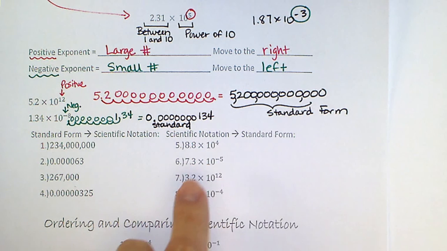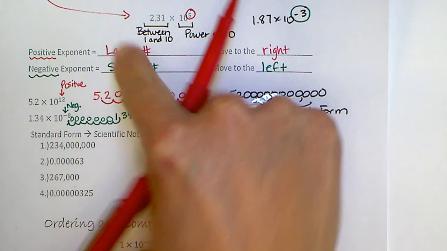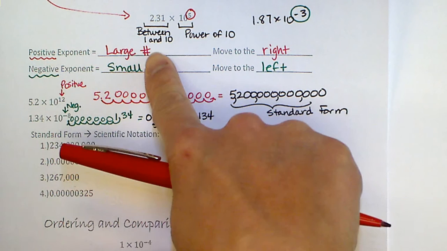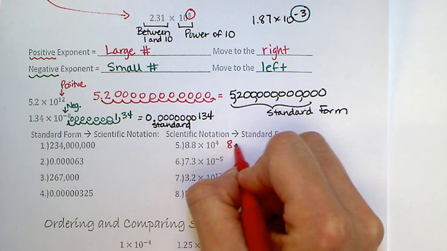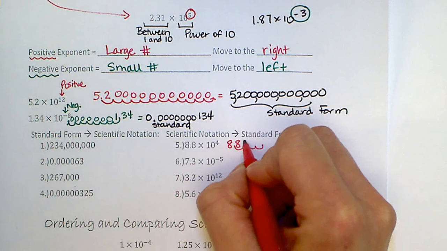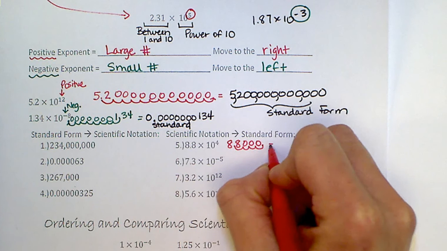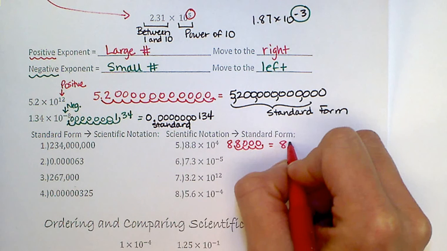So again, if you see a positive number, 4, so a positive exponent, we're going to get a large number, we're going to move to the right. So we're going to take 8.8, we're going to go 1, 2, 3, 4. And I'm going to add my zeros. So this is really 8.8 times 10 to the 4th is really 88,000.